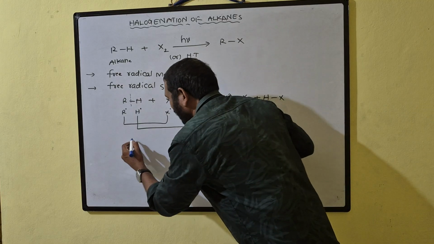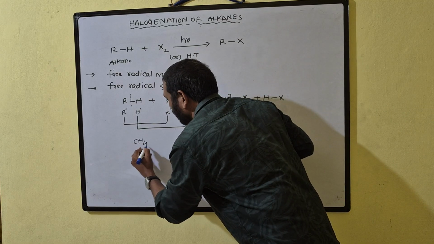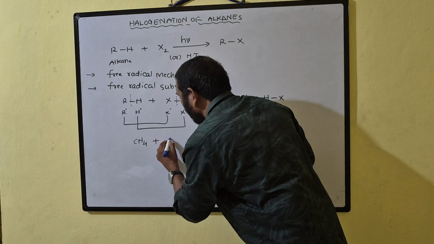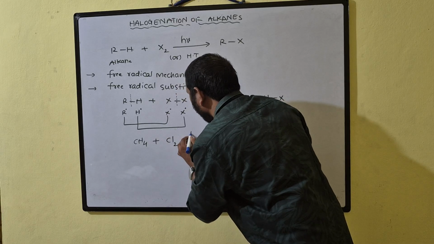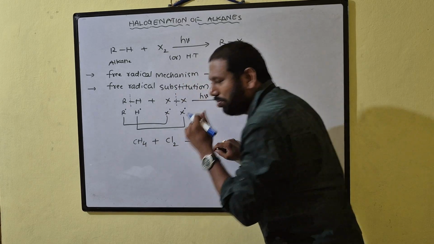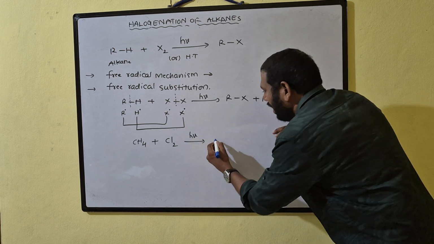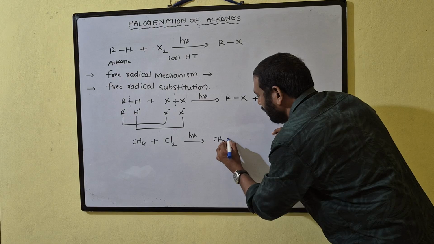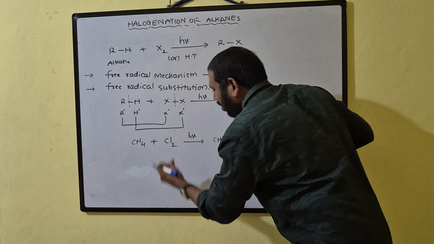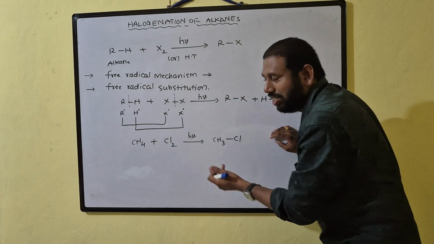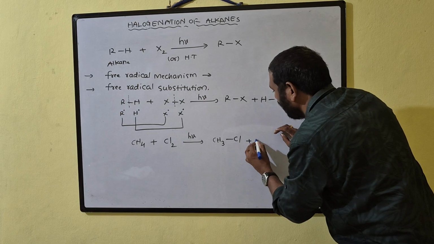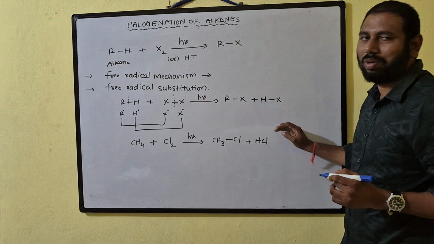For example, I have taken CH4. When treated with chlorine in the presence of sunlight, one hydrogen comes out and one chlorine atom enters. It forms CH3Cl. The hydrogen which is coming out combines with another chlorine atom and forms a byproduct, HCl.